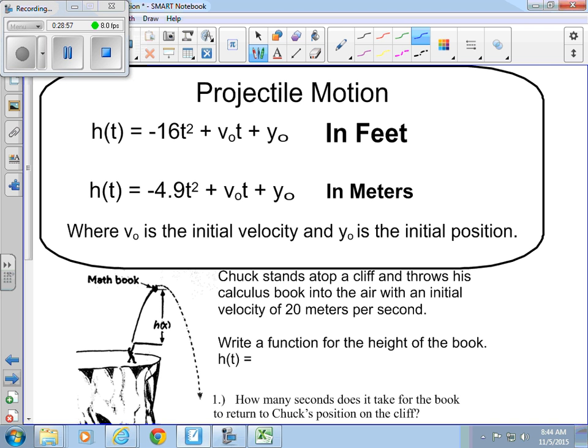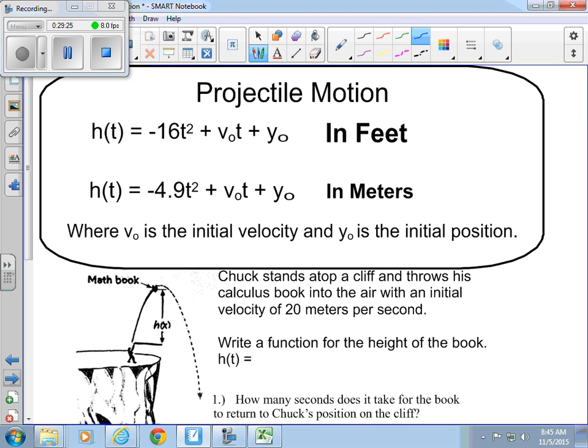There are two different ones you can memorize, in feet and meters. There is a more general equation on your calculus helper. If you will get your calculus helper out, I'll show you what that equation is. It is the gravity equation, right below the law of cosines on the page with a circle on it. See that? The gravity equation.